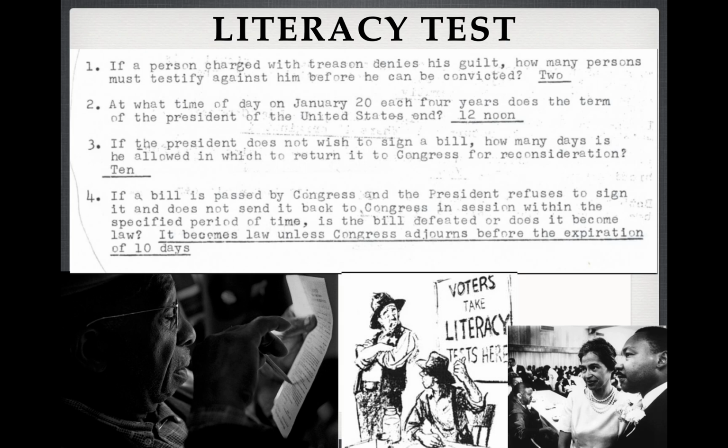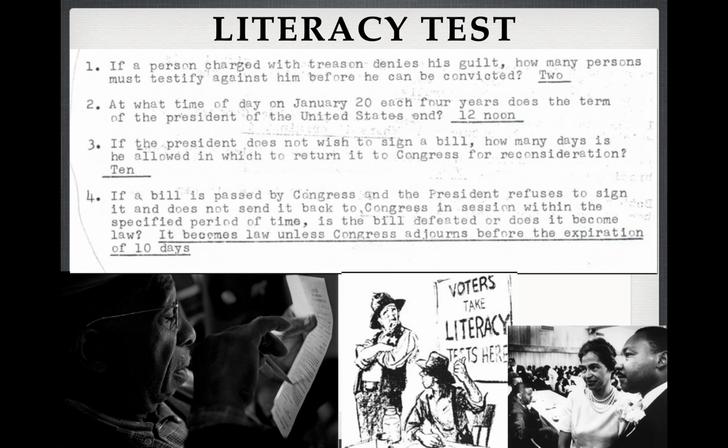Now, that's not even on our end of course exams or our citizenship test or state tests. It's not that important. It's a very specific question. And also, how does this test your literacy, which is your ability to read? Second question. At what time of day on January 20th, each 4 years, does the term of the President of the United States end? It's noon. Now, I know that as a government teacher and history teacher, I don't think the average person knows that it's officially noon when it's over.